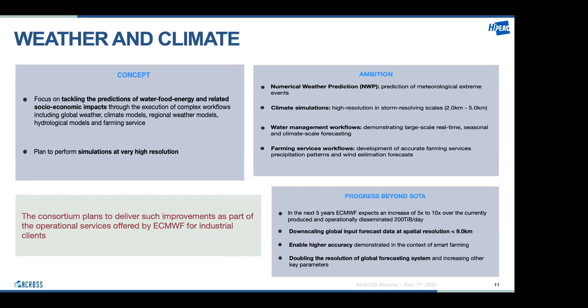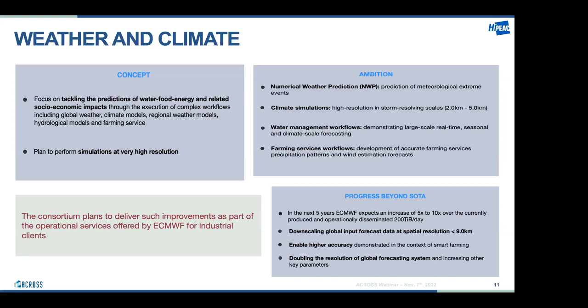Similar things for weather and climate, where ECMWF is basically leading the pilot. Here the main challenge was to perform numerical weather predictions, so meteorological simulation with a very high resolution. So doing that, it means that basically you produce a bunch of data that is very, very large.